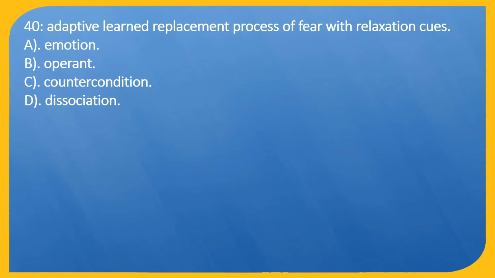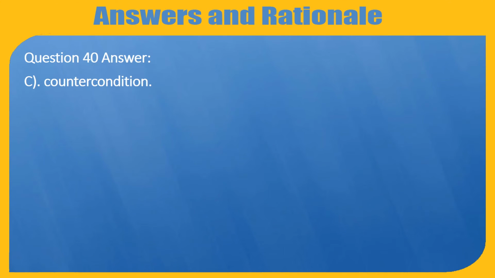Question 40. Adaptive learned replacement process of fear with relaxation cues. A. Emotion. B. Operant. C. Countercondition. D. Dissociation. Question 40. Answer. C. Countercondition.